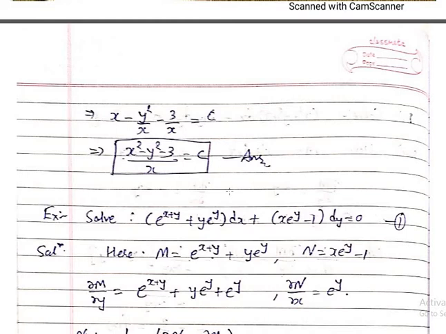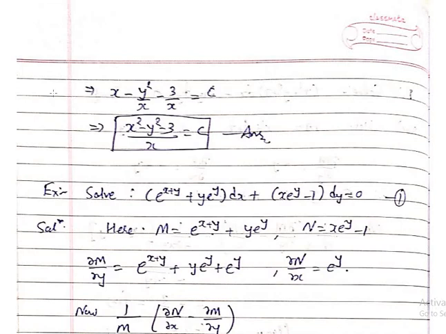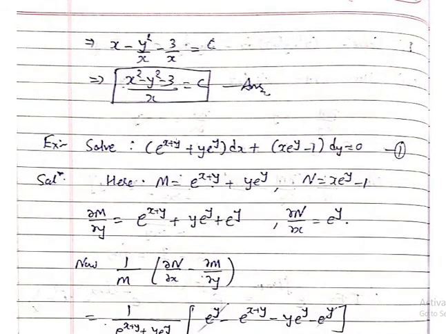The same thing we are going to apply for case 4, but case 3. So solve e raised to (x plus y) into e raised to y dx plus (x e raised to y minus 1) dy is equal to 0.